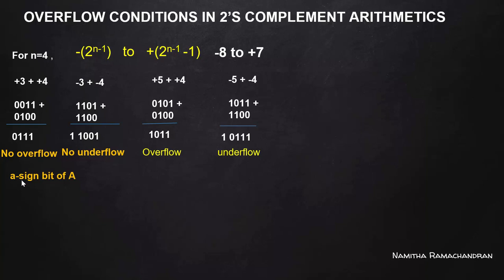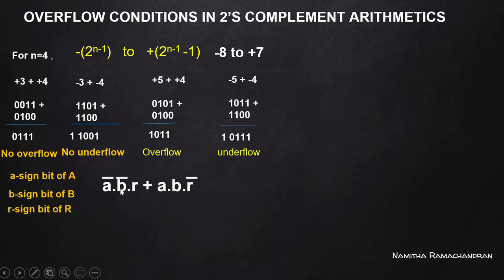You are asked to add two values. The first one, minuend, is represented as A and subtractant is represented as B. Small a is the sign bit of our minuend and small b means the sign bit of our subtractant. And here this R indicates the sign bit of our sum value. Using these sign bits we can generate an expression like this: A bar into B bar into R plus A into B into R complement.